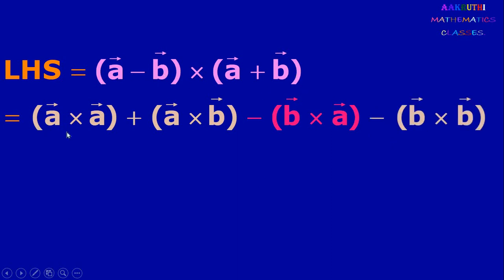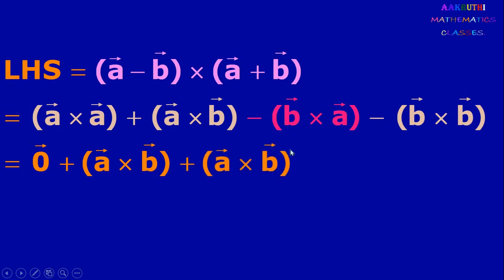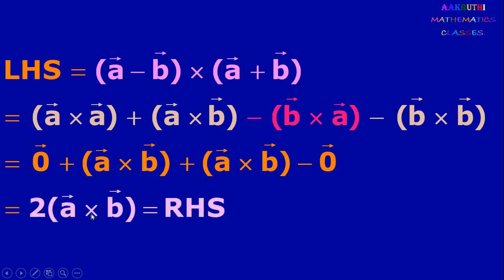And we know that A vector cross A vector is 0 vector, and we write A vector cross B vector as it is, and minus of B vector cross A vector can be written as A vector cross B vector. Here minus of B vector cross B vector is 0 vector. Now we can add this. When we add this, we get 2 times A vector cross B vector, which is the RHS. Therefore A vector minus B vector cross A vector plus B vector is 2 times A vector cross B vector.